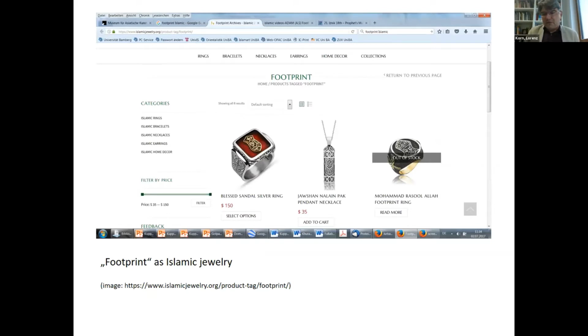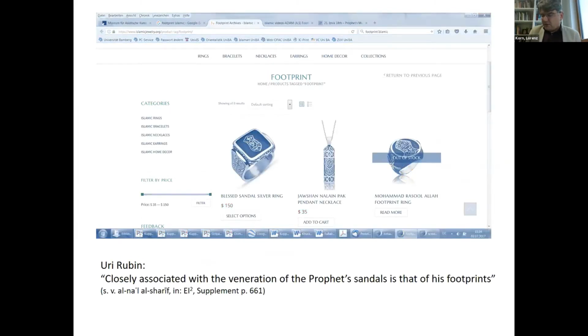However, on the same site, we also find objects designed with the same motif under the heading footprint. It seems that there is a close connection between the two, not only through the fact that the Prophet's feet are somehow involved, by touching either the sandal or the rocky ground, both of which became venerated as relics. Uri Rubin's statement that closely associated with the veneration of the Prophet's sandals is that of his footprints is obviously not only true for ritual practice, but also for the shape and image of the two.